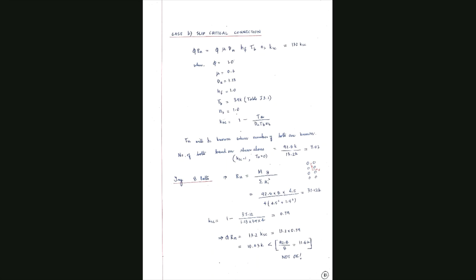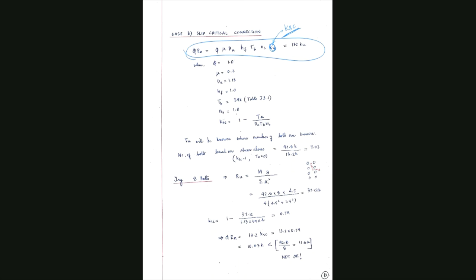So that was the design. Now for slip critical type of connection, you have this equation. Since it is a case of combined tension and shear, you have to find the value of KSC.